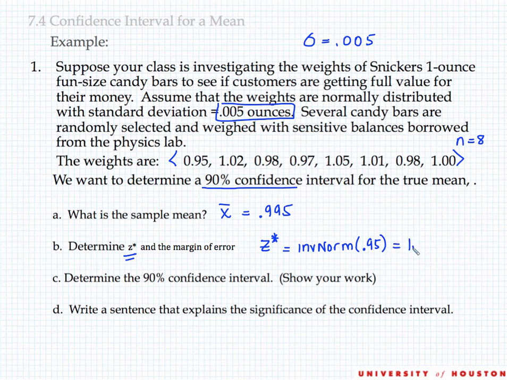This is 1.645. Our standard error or standard deviation calculation here will be sigma over square root of n. So the margin of error is the product of these two, which is 0.0029.